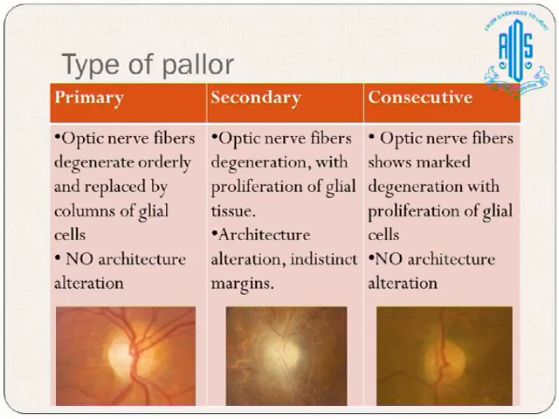So, type of pallor. Classically, as we have learned over the years, we differentiate pallor into primary, secondary and consecutive. But how do we differentiate one from the other? Well, in primary, the optic nerve fibers degenerate and are replaced with glial cells, and there is no architecture alteration. So what you get here is a chalky white pallor. The disc margins are very clearly demarcated and you see a chalky white pallor.